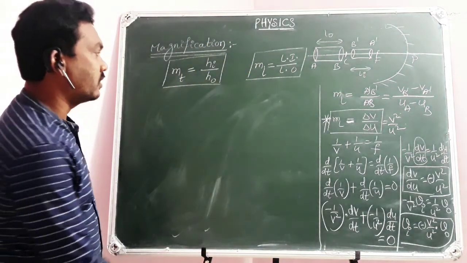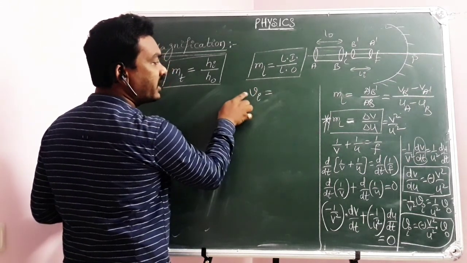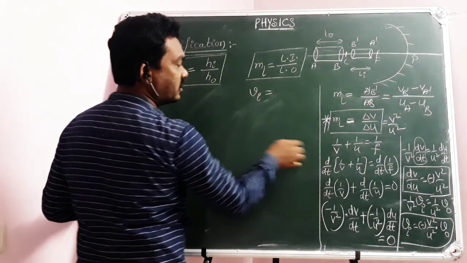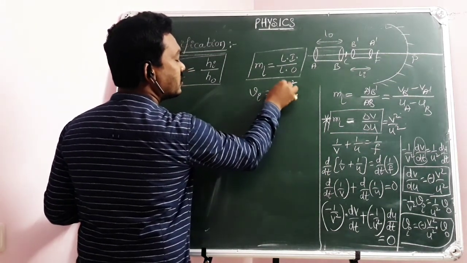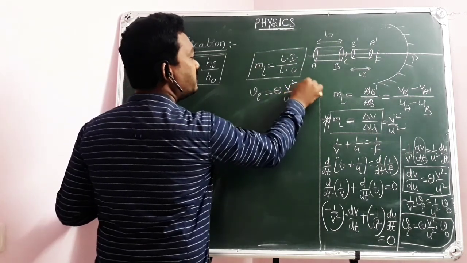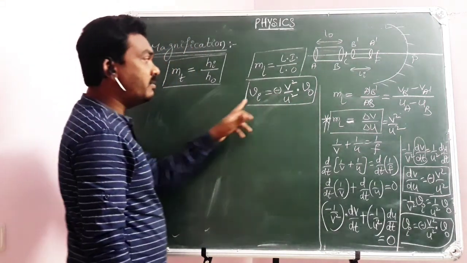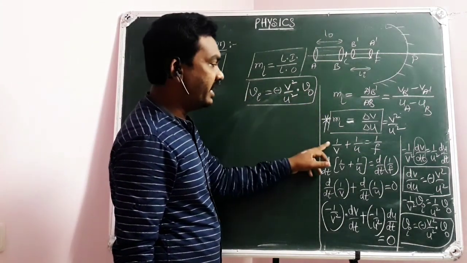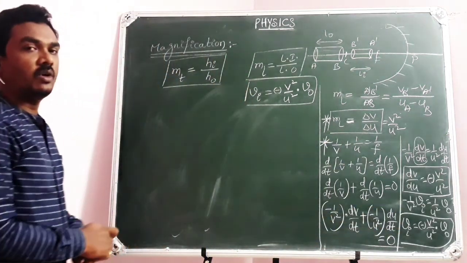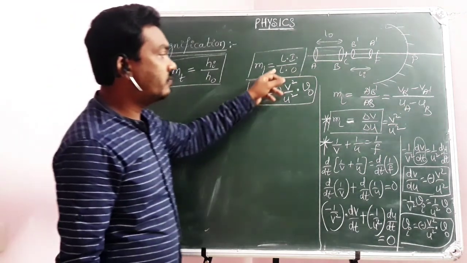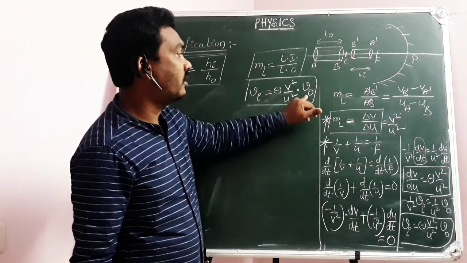In the case of spherical mirrors, let me write this additional equation here. Speed of image equals minus v square by u square, that is image distance square by object distance square, into speed of object. This is one more equation which you can derive. The relation between image speed and object speed can be derived on differentiating the mirror formula. So you have learned two derivations on the board: the derivation for linear magnification and the derivation for image speed in terms of object speed.